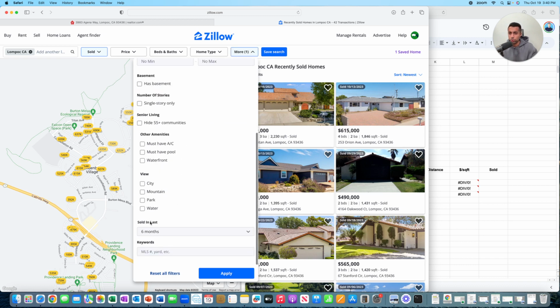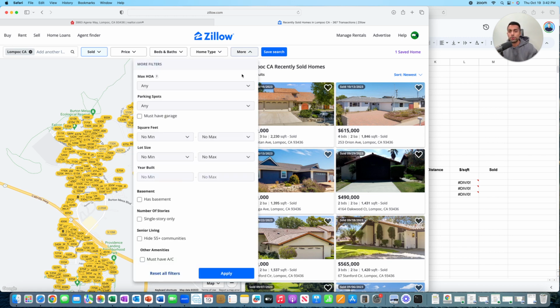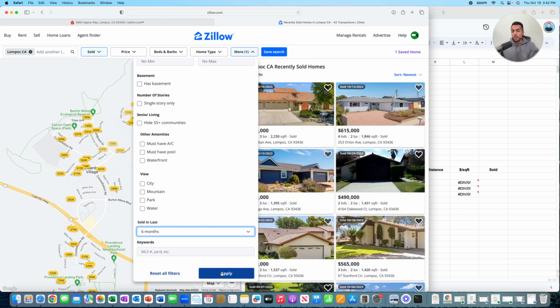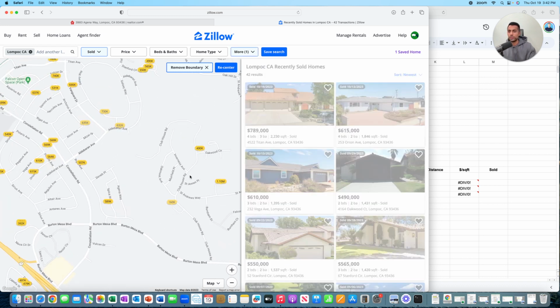yeah, so sold in last. I like to put the last 6 months. It usually starts with any, right? So you have all these comps, and it's overwhelming. You might get a comp from like 2020 in here. So you want to go into more, sold in last 6 months. Excuse me, and then hit apply. So cool, we have these recent comps, and now let's just click one zoom.